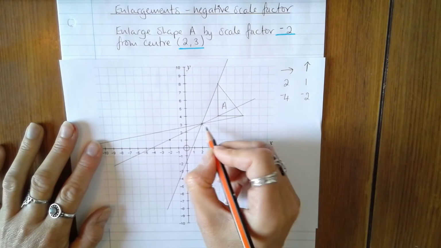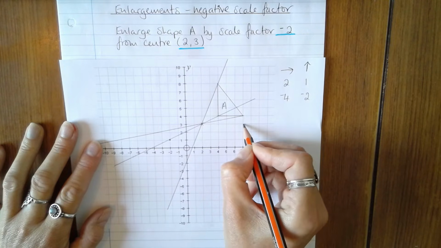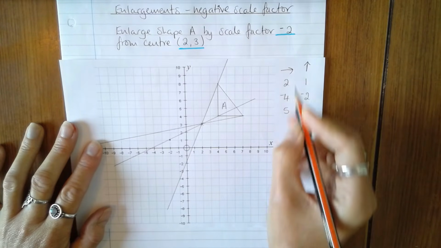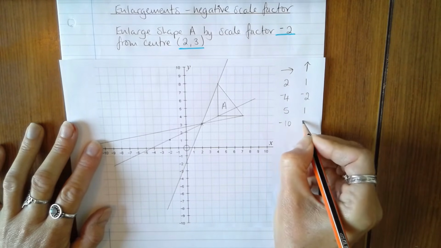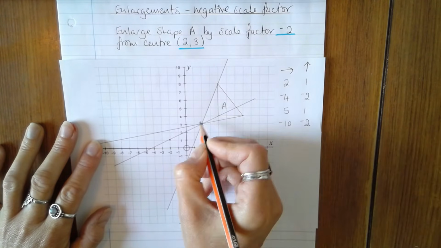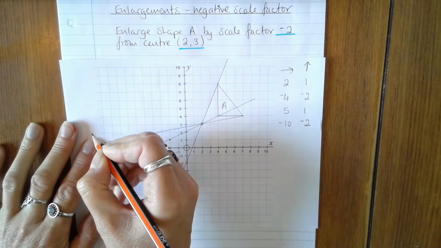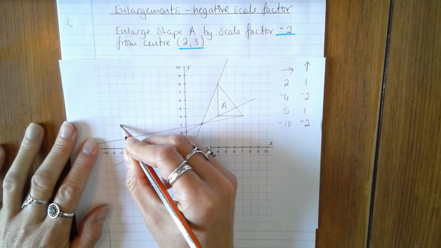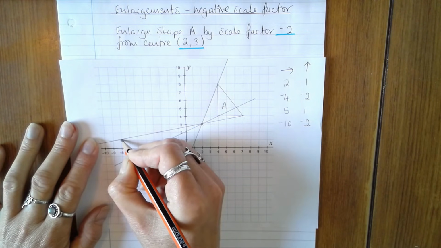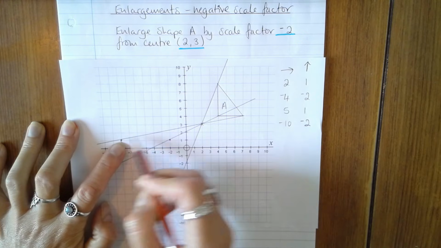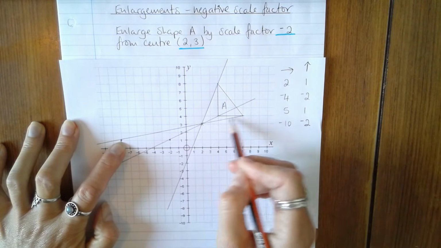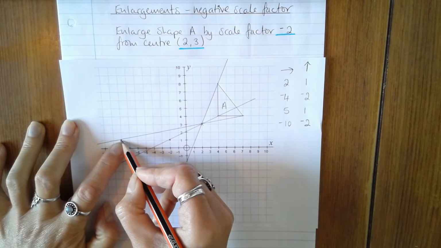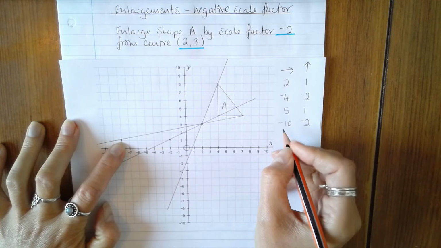So the next vertex is 1, 2, 3, 4, 5 across and 1 up. 5 across and 1 up. Multiply those by -2, -10, -2. So that means I go back 10 to the left and 2 down. 1, 2, 3, 4, 5, 6, 7, 8, 9, 10 and 2 down. And there we are. Now my grid line is slightly out due to a little bit of human error, even though I really took care to place the ruler. But because it's so close to the line, that's a good indication it's in the right place.